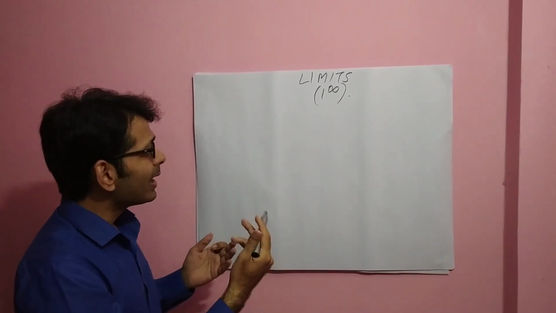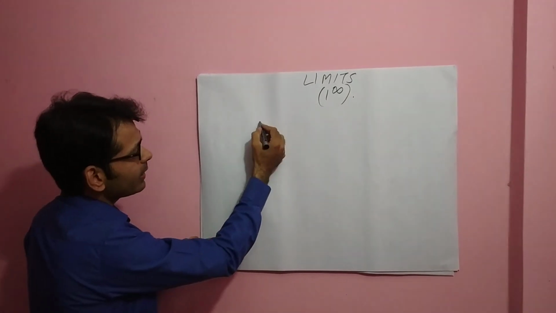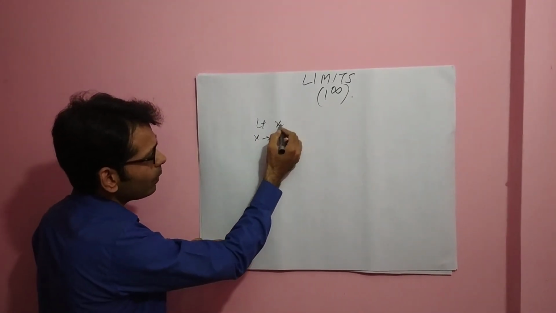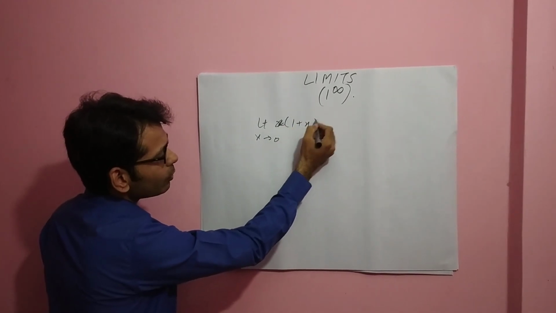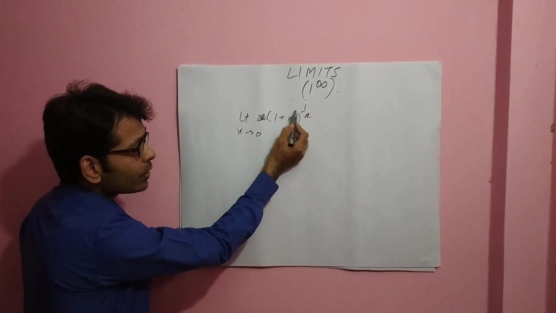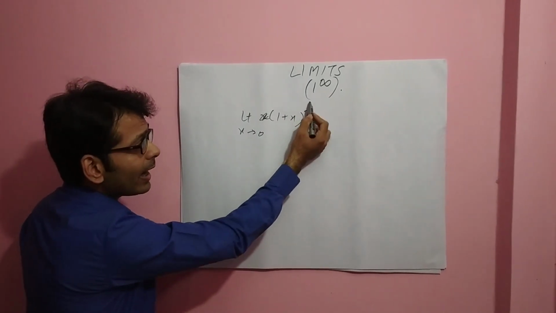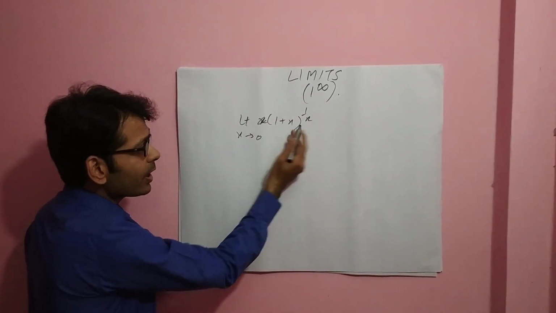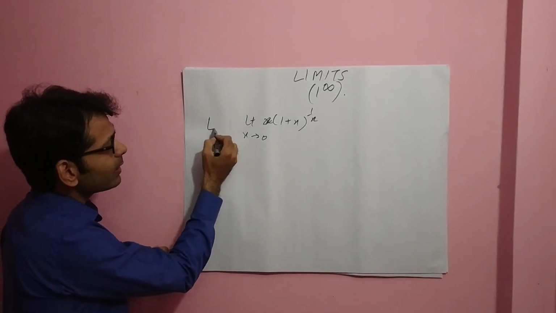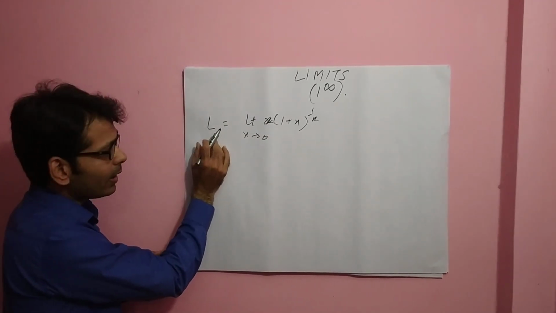For that, let us take one example. Say limit x tending to 0, (1 plus x) to the power 1 by x. Now x is tending to 0, so this factor is approaching 1 and this power is approaching infinity. So this is the 1 to the power infinity form. How to solve it? Let's assume that this is equal to L.